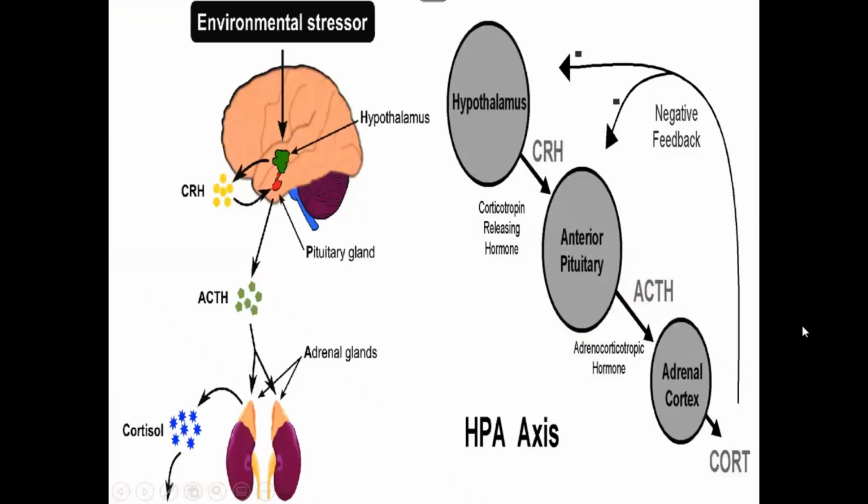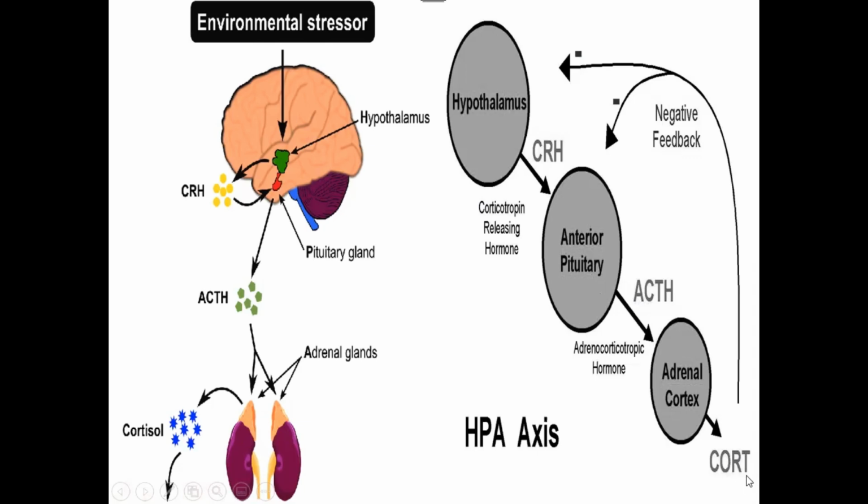This is why I want to talk to you about the hypothalamic pituitary adrenal axis, the HPA axis. What it means is your hypothalamus secretes a hormone called corticotropin releasing hormone. This corticotropin releasing hormone will stimulate the anterior pituitary to release ACTH, adrenocorticotropic hormone. The ACTH will stimulate your adrenal cortex to release your cortisol.